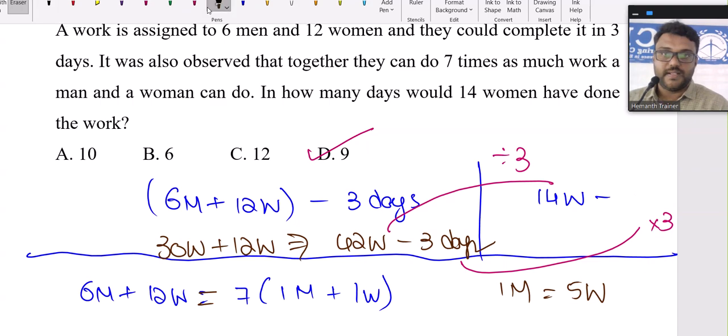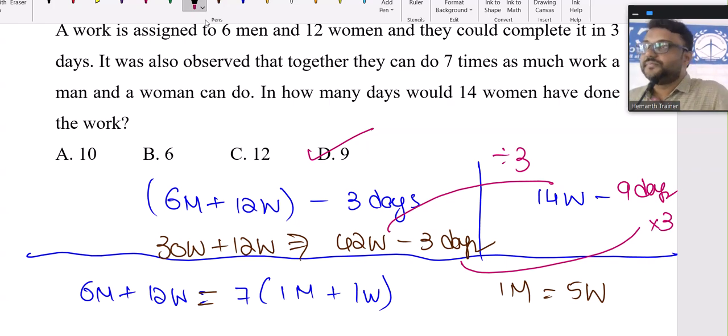Any doubt here, please? If they ask regarding men, convert all women into men, then you will get the answer. They've given a men and women combination, and they're asking only regarding women, and to convert that, they've given the relation between men and women indirectly. So use it, convert, and then do.